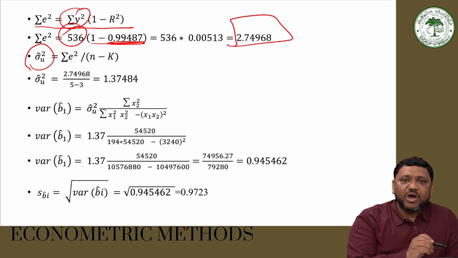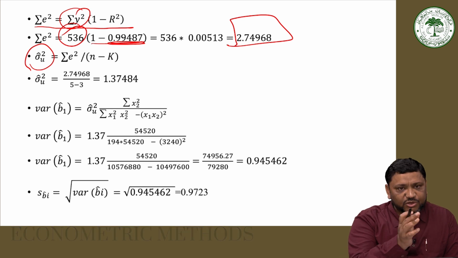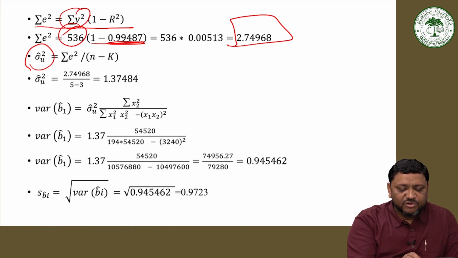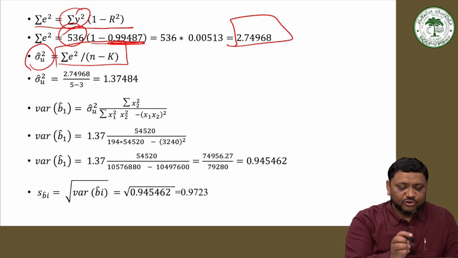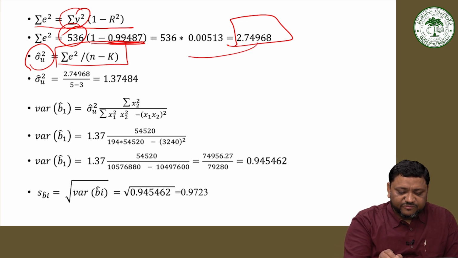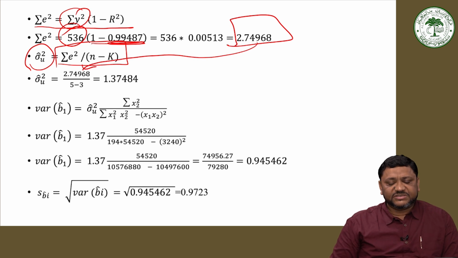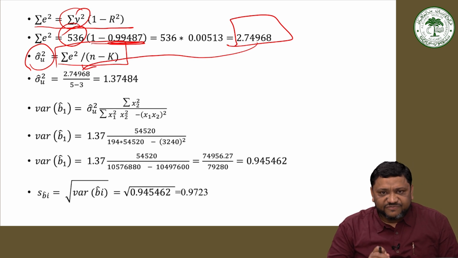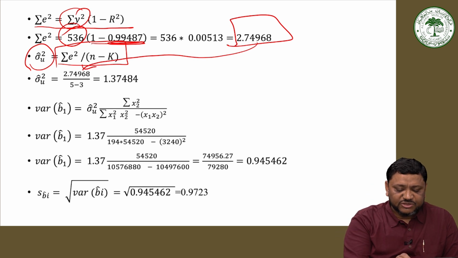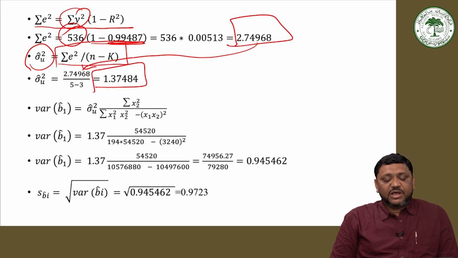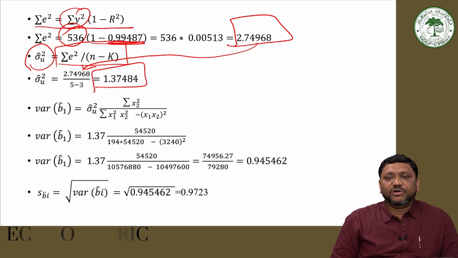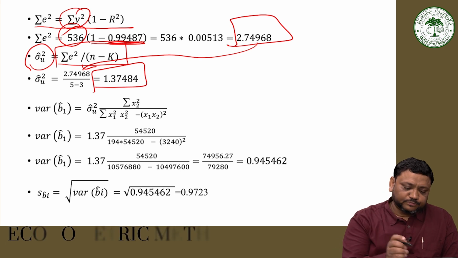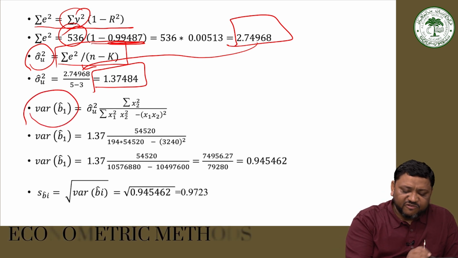Then sigma square u was also used earlier. Sigma square u is equal to summation e square divided by n minus k. So e square we have just now calculated, 2.74, divided by n, which is 5, and k is equal to 3, so that is 2. If we do this calculation, we get the value of sigma u square hat equal to 1.37. Now we want to find the variance of beta 1.